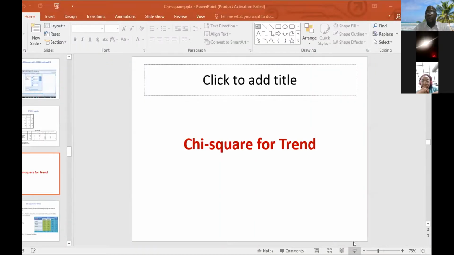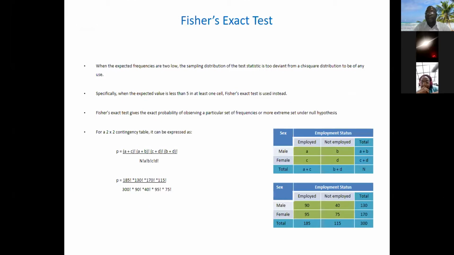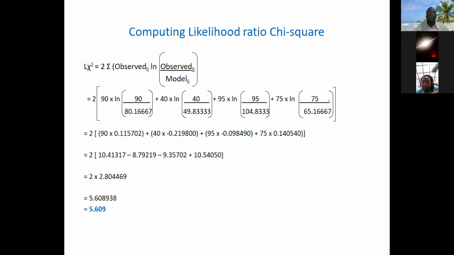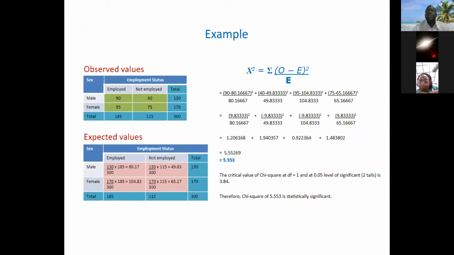Some of these concepts of p-value I've explained before. The p-value is the probability that this difference I'm observing is due to chance. Let me go through the table we are looking at, because it's good for you to understand it very well. Look at the table: the observed value and the expected value. The observed value is what you summarize in your study, what you get as observed value.